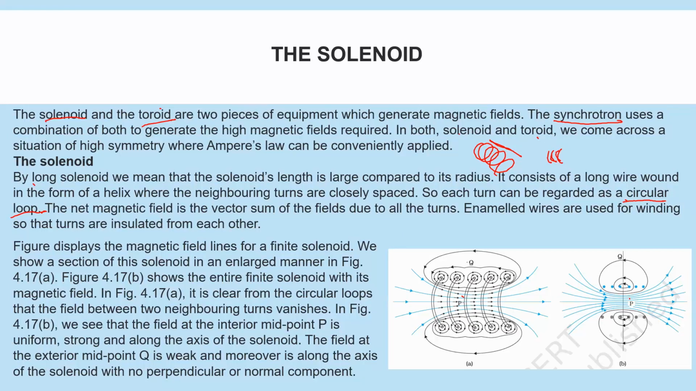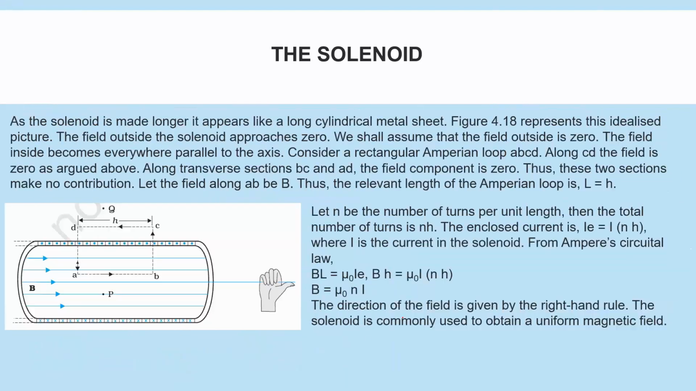And if we consider the exterior midpoint Q, outside the solenoid, then we can see that the magnetic field over here becomes weaker, and it is along the axis of the solenoid with no perpendicular or normal component. So if we keep making the solenoid longer, it will appear like a long cylindrical metal sheet. So this figure represents the idealized picture.